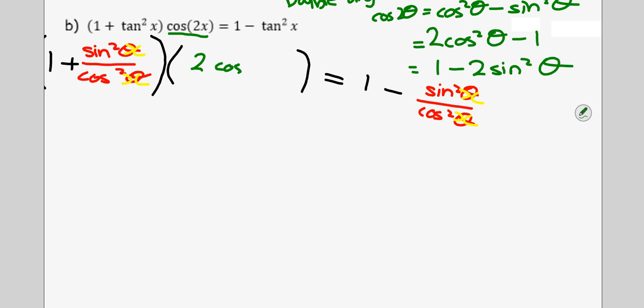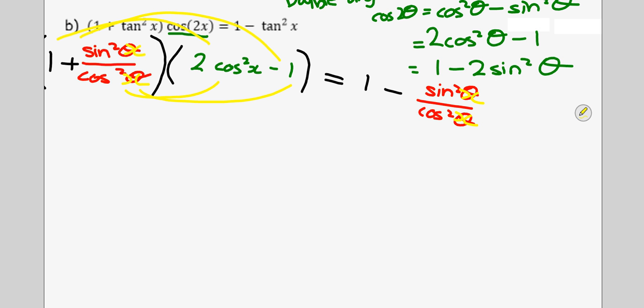Cos squared x. A lot of work there now. Now we've got a double bracket with 2 things in it. Foil! We have to foil. So this is going to be a nice test of your algebra. But the good thing is, if you want, you can automatically cancel out cos squared x.